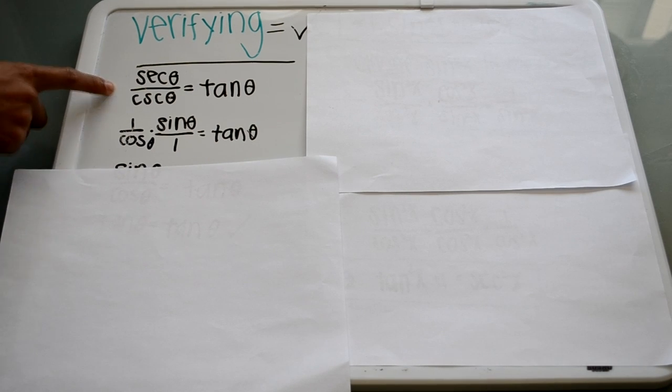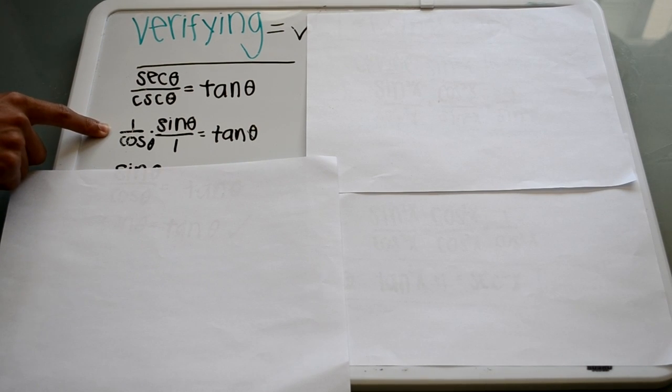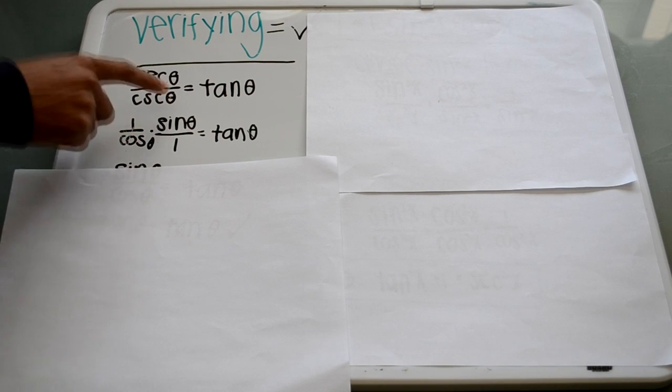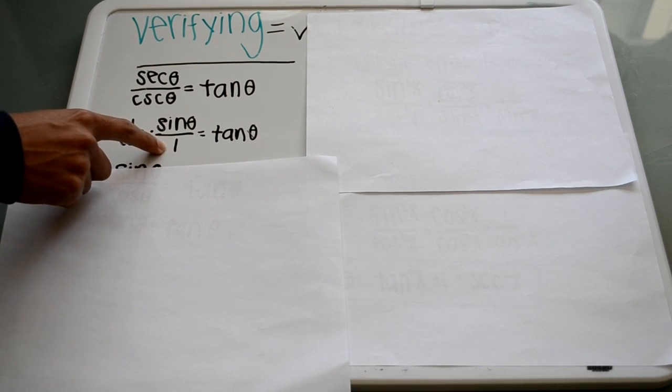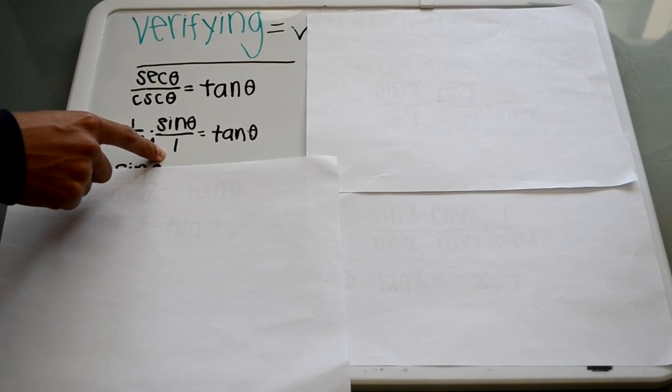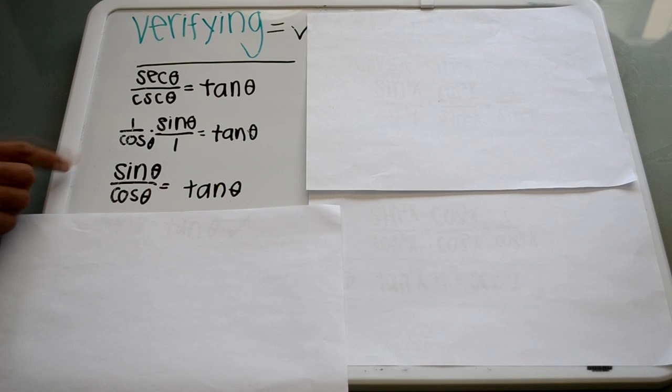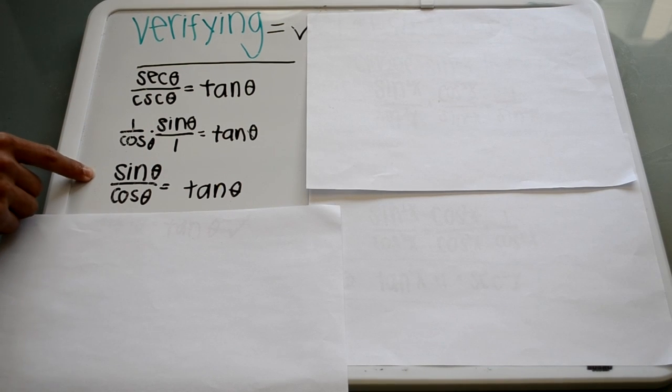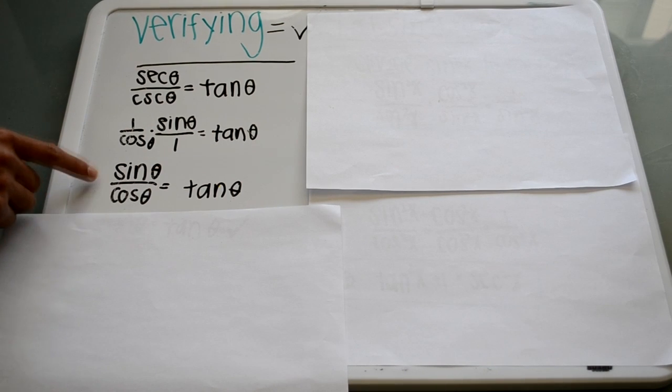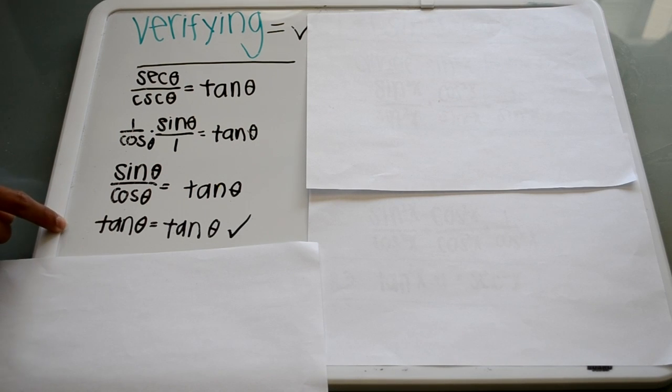We will turn secant theta into 1 over cosine theta. And we will turn cosecant theta into sine theta over 1. Since it was in the denominator, it will now be inside the numerator. Next, we will multiply them together and we'll get sine theta over cosine theta. And we will turn that into tan theta, which verifies the expression.